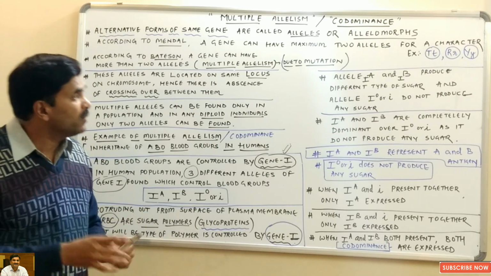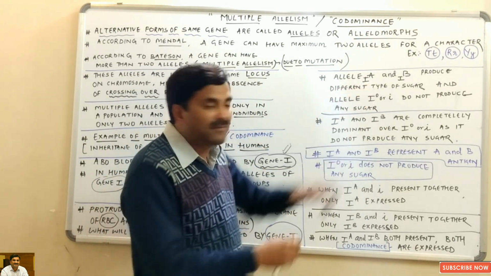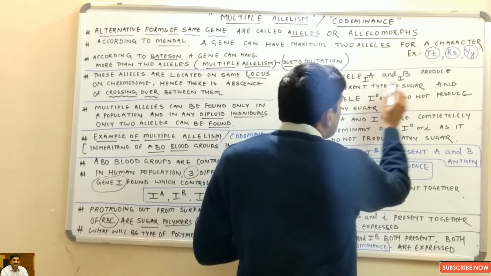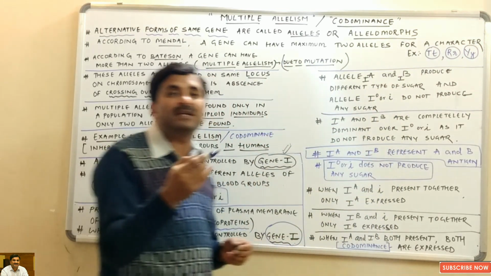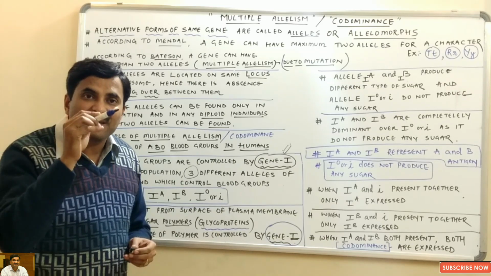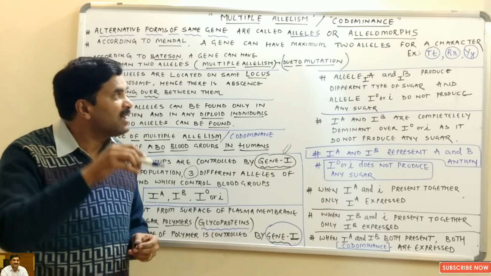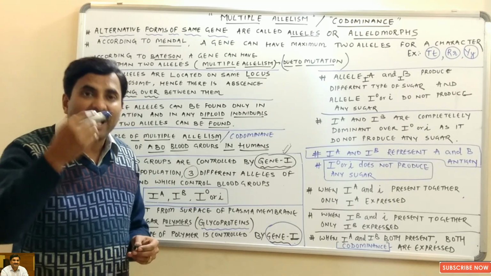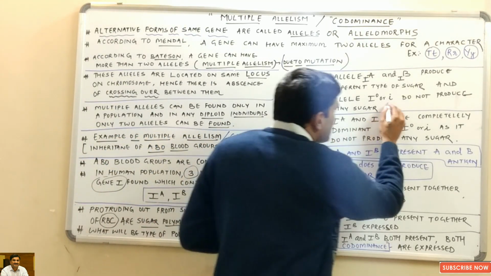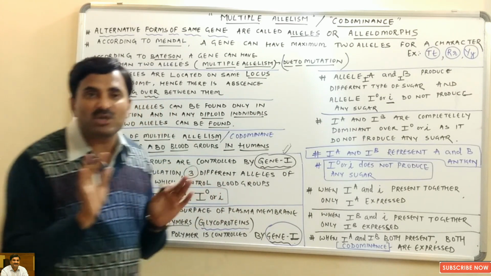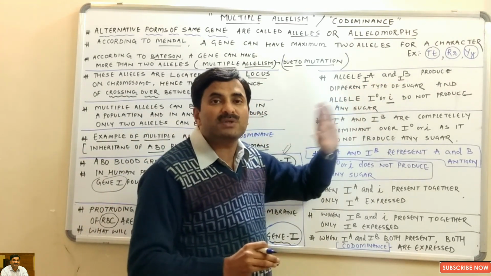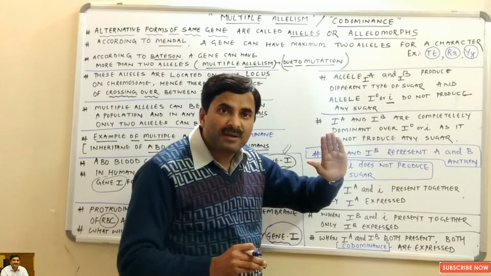You must know that allele IA and allele IB present slightly different types of sugars. That means the alleles IA and IB produce different types of sugar, and allele I, small i, does not produce any sugar. So IA and IB produce slightly different sugars.